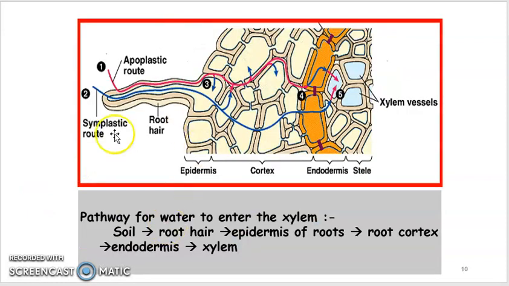As a conclusion, the pathway for water to enter the xylem starts with the soil. The water from the soil enters the root hair by osmosis, then passes through the epidermis, and from the epidermis to the root cortex. Next the endodermis, and lastly it is transported into the xylem.